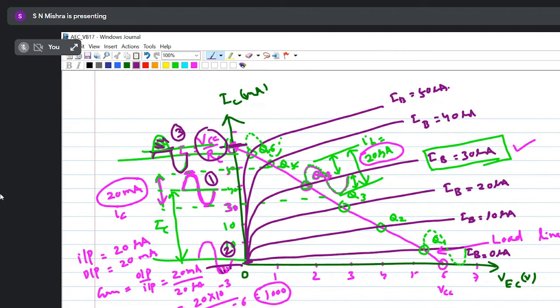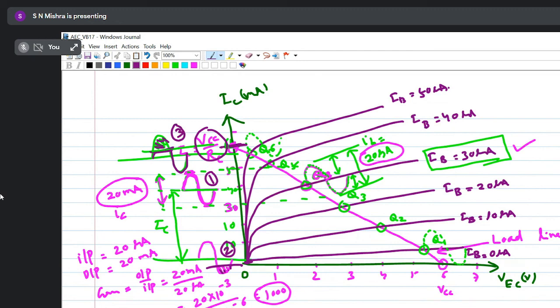So why does that happen? Out of these 6 Q points, Q1 to Q6, when I choose the middle of the Q points as my operating point and add an input signal, then my input signal is amplified fine. But if I take the extreme upper side or lower side, then some portion of the signal may be clipped.